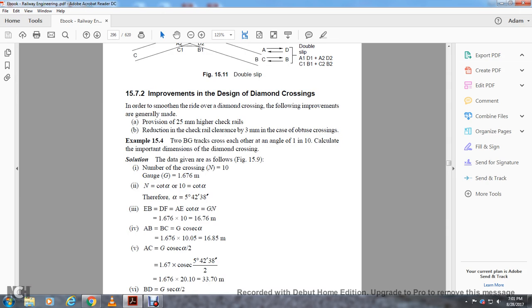The improvement of the design of the diamond crossing in order to smooth the ride over the diamond crossing is generally made with the provision of a 25 mm high check rail, with a check rail clearance of 3 mm for the other crossings.